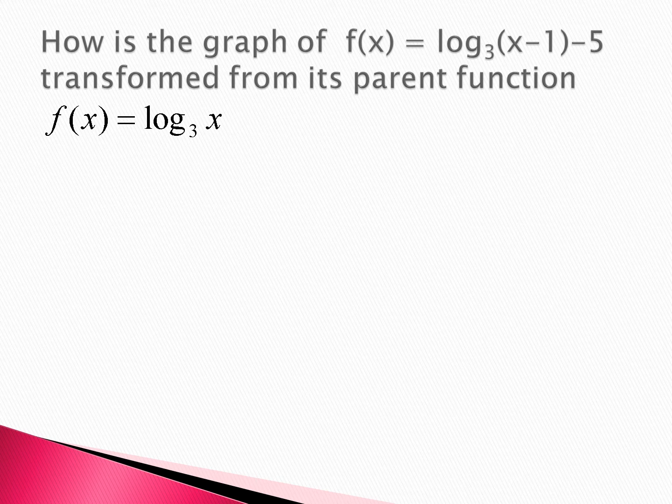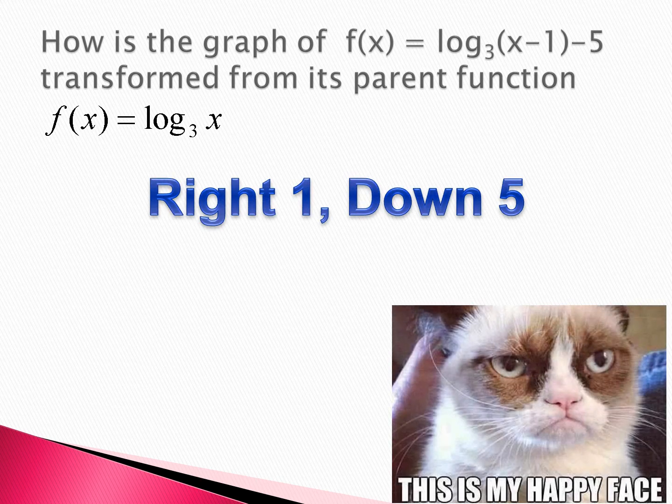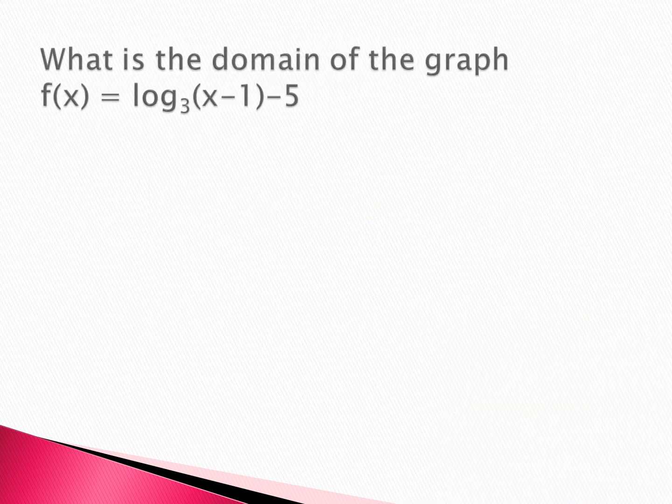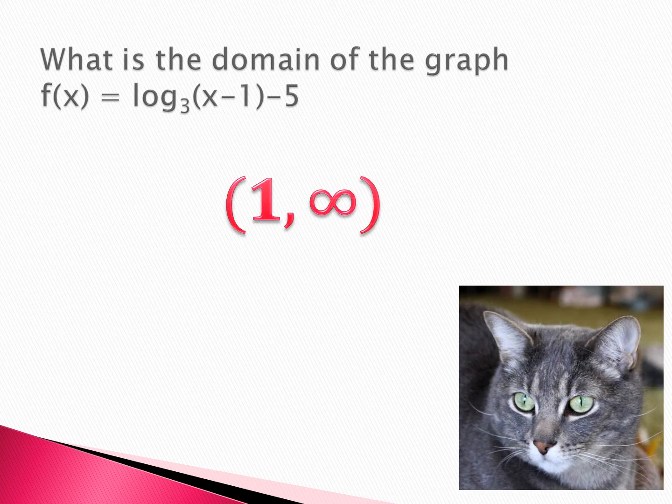All right, let's look at this one. Why don't you pause it here and see if you can write the transformation. Okay, so that x minus 1, that's going to be right 1, and our minus 5 is going to be down 5. All right, what is the domain of the graph log base 3 of x minus 1 minus 5? Now remember, your domain is h to infinity. So my h is 1, so 1 to infinity.